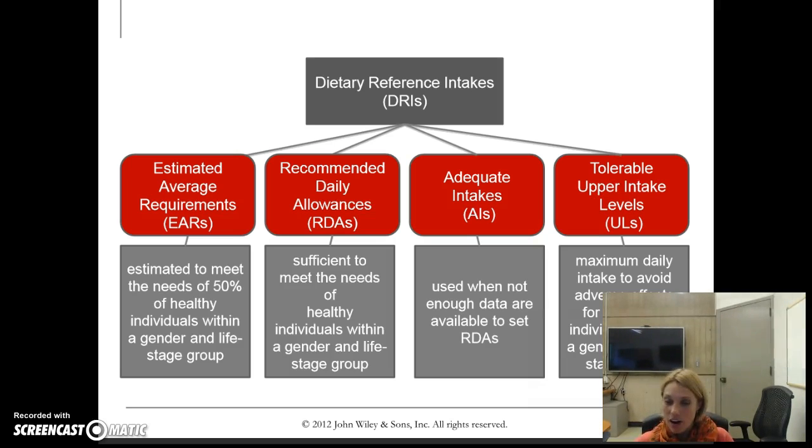So EAR, used for populations. RDA, the most specific amount, 97% of a population's need. AI, we use it when we don't have enough information for that RDA. And then the UL, we don't want to go above that, or we could be at risk for toxicity symptoms.